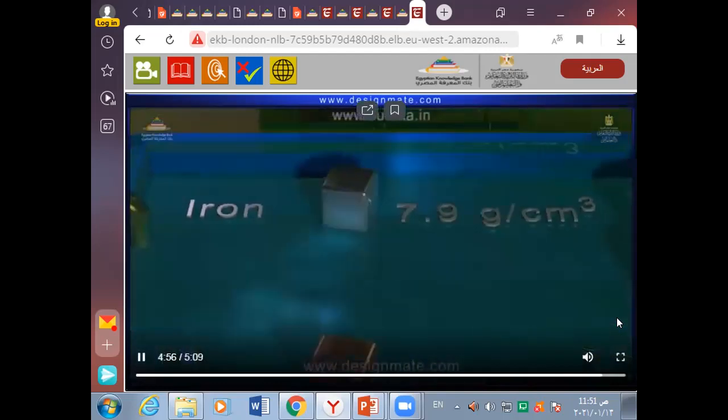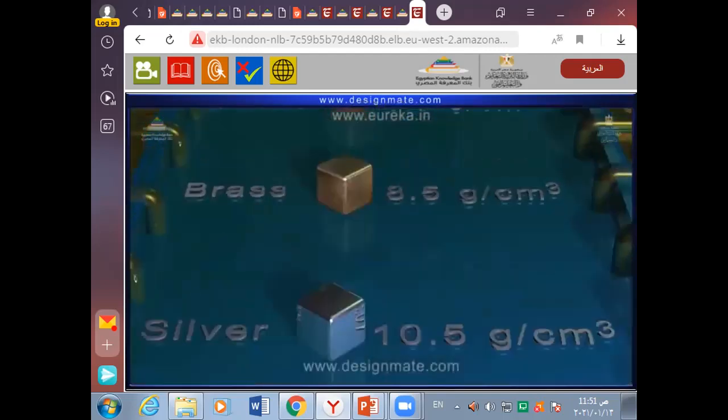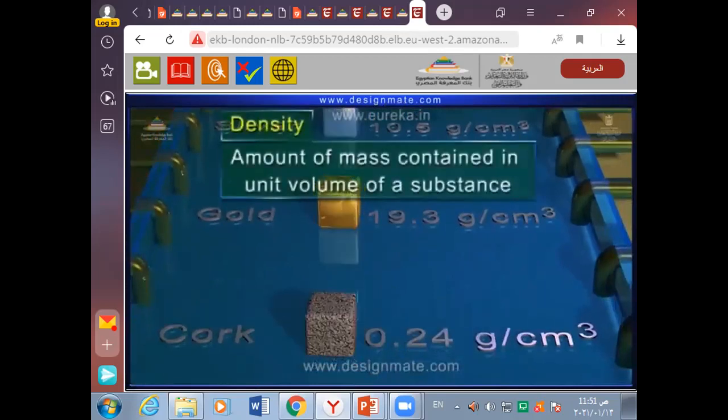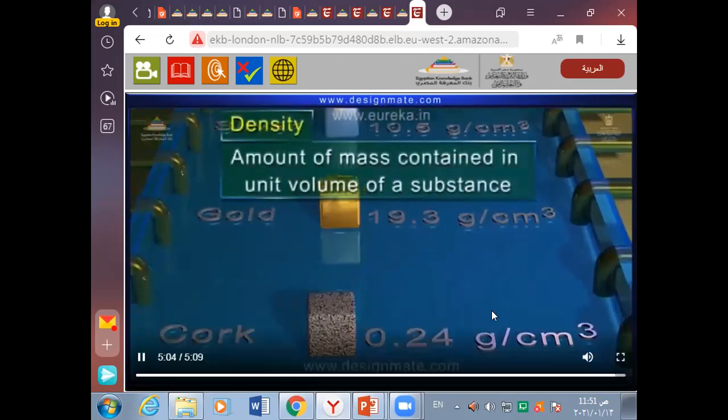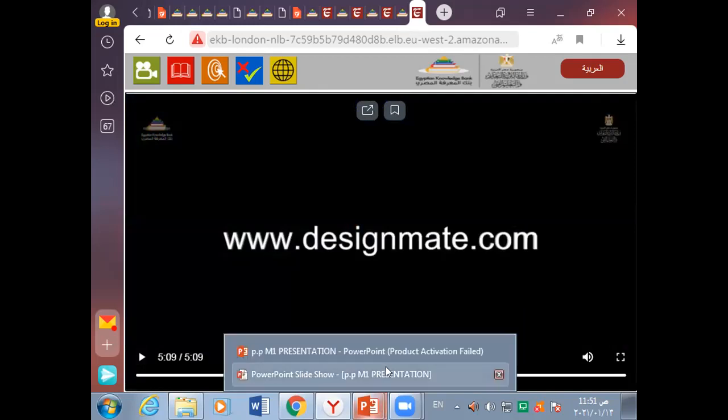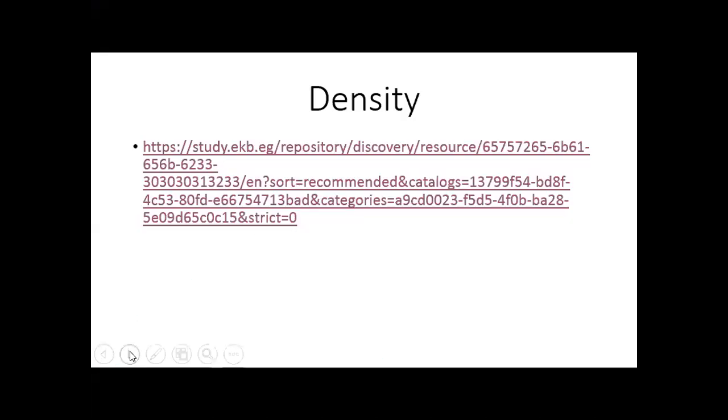In a similar way, we can find the density of various substances. Hence, we have seen that the density is the amount of mass contained in a unit volume of a substance. After watching this video, let's continue to the next slide.